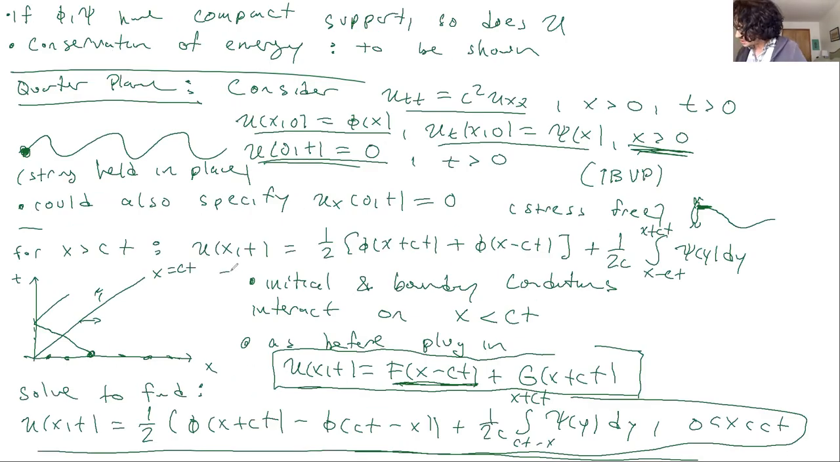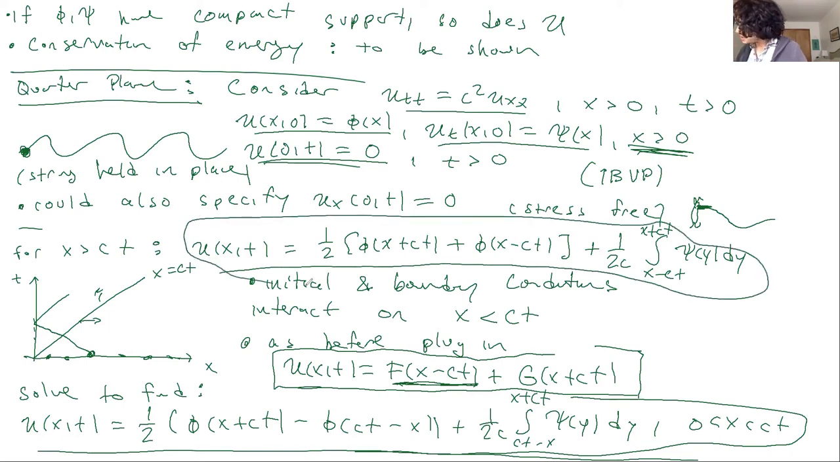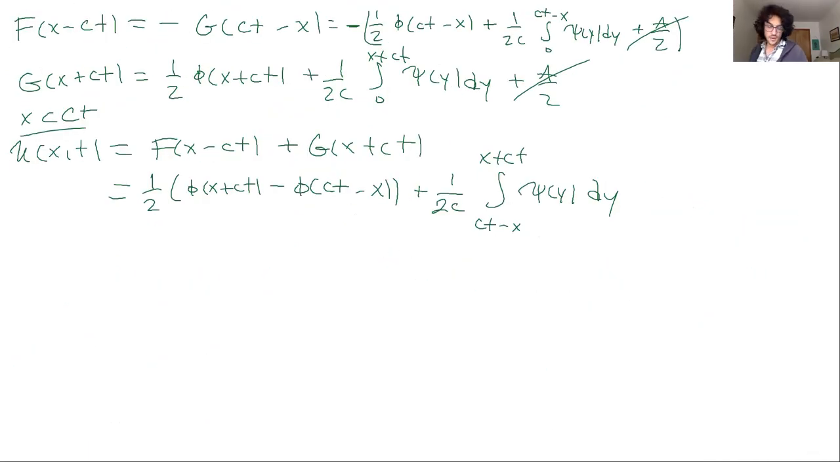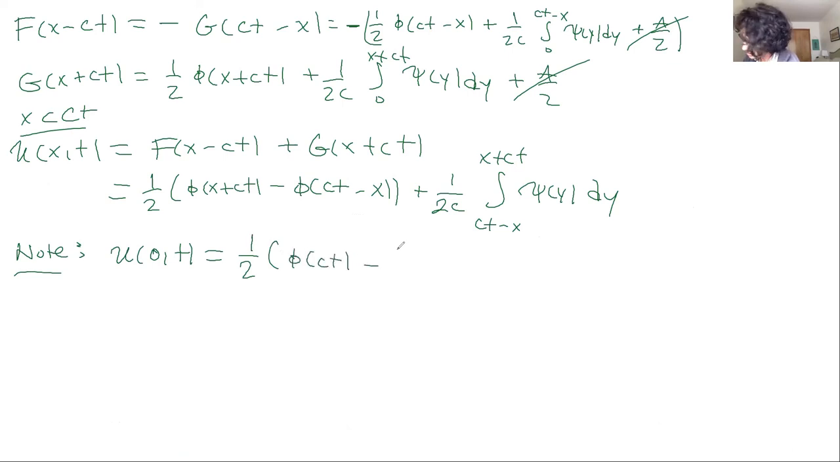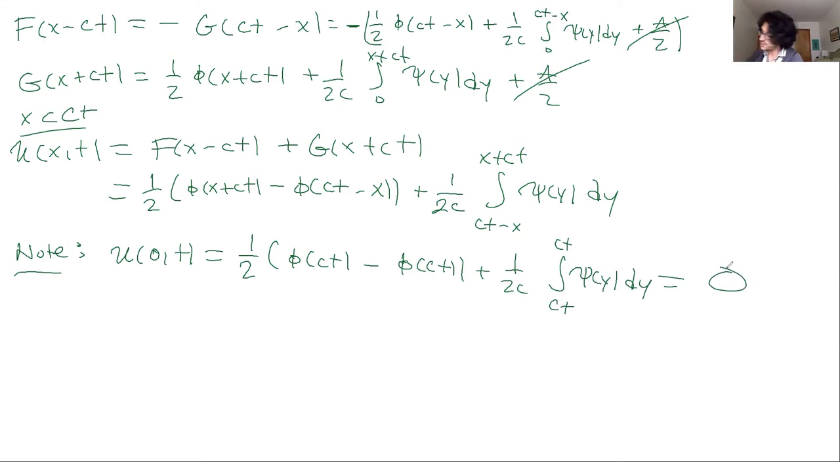I have the solution at x greater than ct. I put those together, and that's my piecewise solution, okay? And note, right, that it works with the boundary condition because u evaluated at 0, t is a half phi of ct minus phi of ct plus 1 over 2c integral from ct up to ct of psi of y dy, and that's equal to 0, okay?